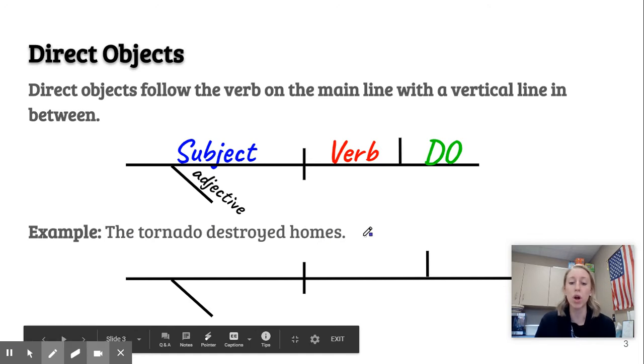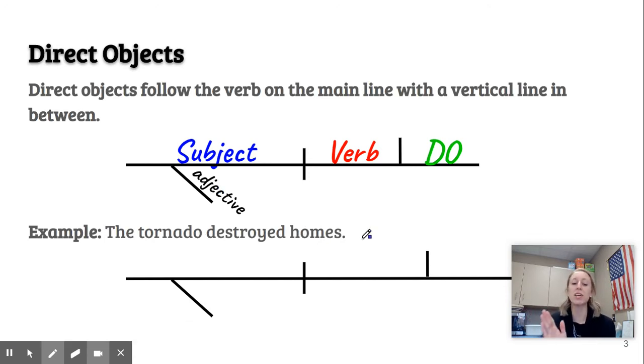The tornado destroyed homes. Okay, we know we don't have any prep phrases, so the next thing we have to do is identify our subjects and our verbs. Okay, so it's easy to identify the verb, destroyed, right? And that is an action verb. So we're going to label that AV for action verb. Okay, what's doing the destroying? Well, that would be the tornado. So tornado is our subject.